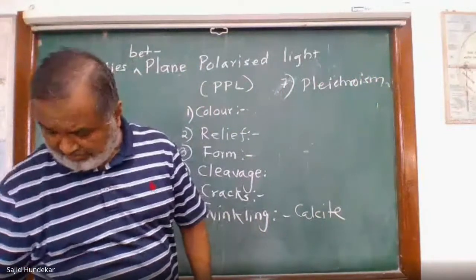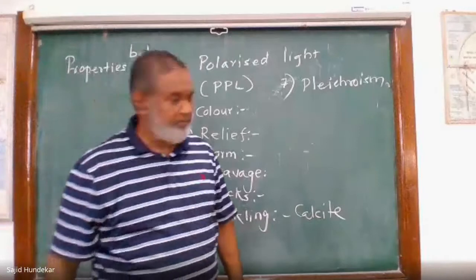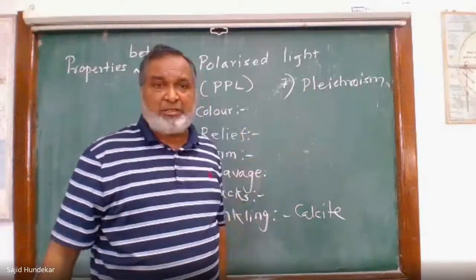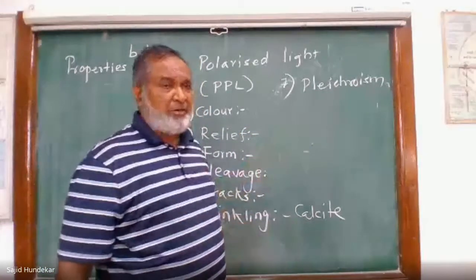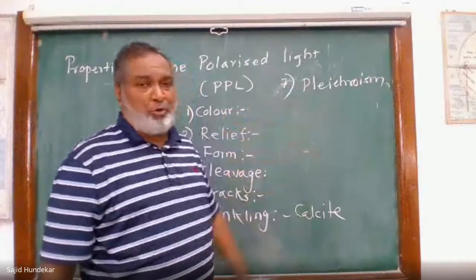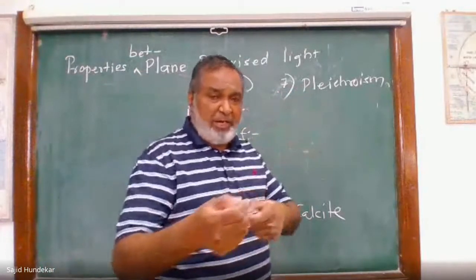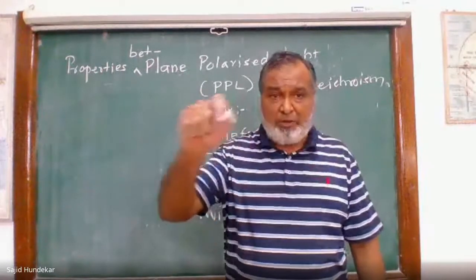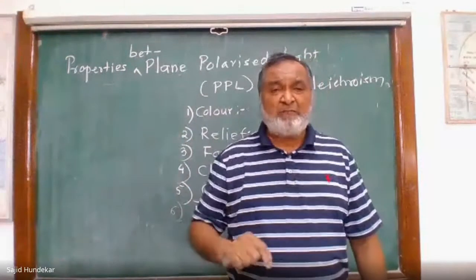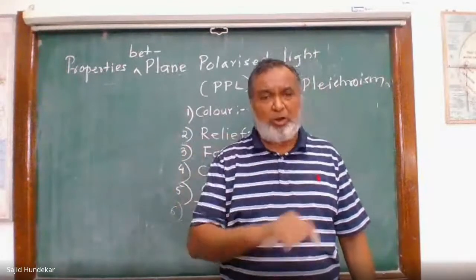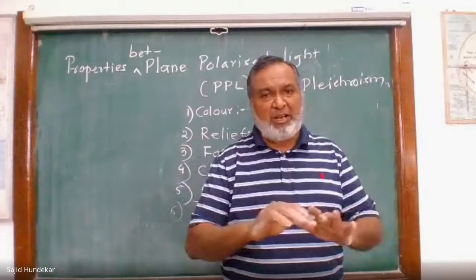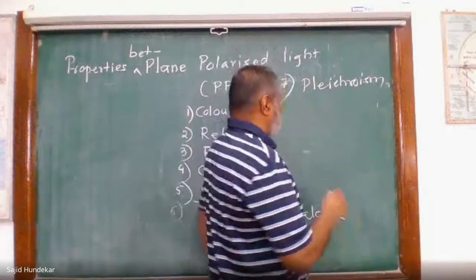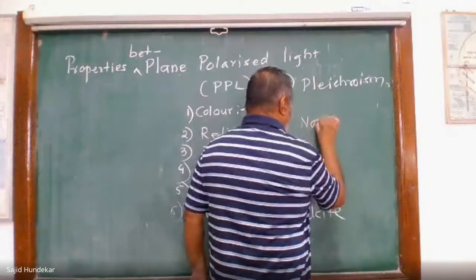Pleochroism. Yes, this last property in the polarizer is pleochroism. When you rotate the stage, the colorless mineral, remember, when you rotate it through 360 degrees, there is no change in its color or intensity. It remains colorless.